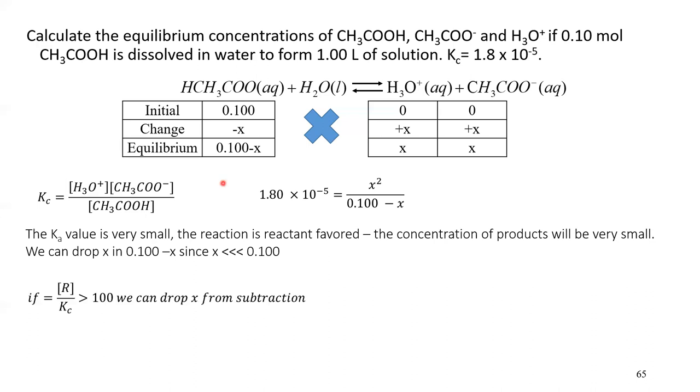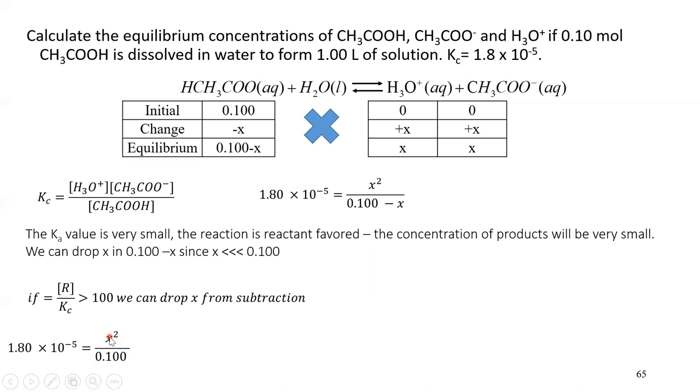Okay, now, as long as X is super small, we're going to make the math significantly easier. We're going to say this X doesn't matter. And since this X with significant digits isn't going to change our answer, we can rewrite this as 1.80 times 10 to the minus 5 equals X squared over 0.100. Now it's not a quadratic anymore. Math is significantly easier. And with two significant digits or three significant digits in this problem, it's not going to make a difference in our answer. So let's make the math easier.